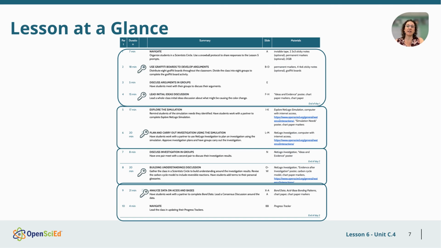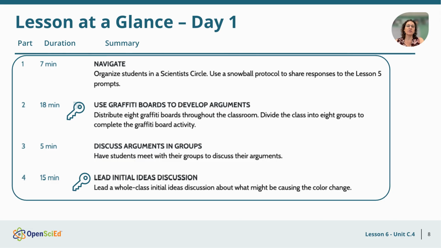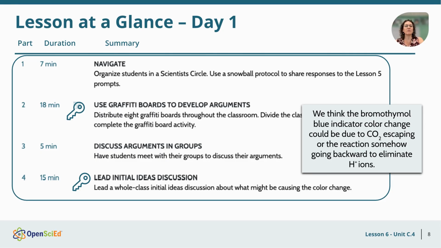There are 4 big parts in this lesson. Let's see what's happening in each. In the first loop, we'll share ideas about what could have caused the color change to yellow and then back to blue again in the water in lesson 5. We'll discuss various arguments in the groups and then back together as a whole class. A key idea that emerges from our discussion is that we think the bromothymol blue indicator color change could have been due to carbon dioxide escaping or the reaction somehow going backwards to eliminate hydrogen ions.